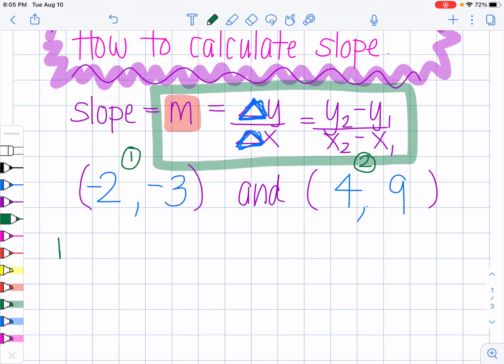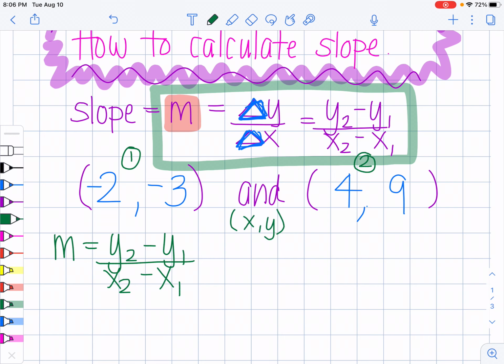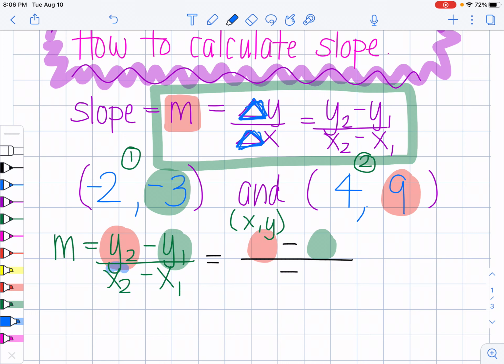So, to find my slope, I go y2 minus y1 over x2 minus x1. So remember that an ordered pair is written x, y. So here's what I'm saying. This right here says my second point, what is my y value? That's going to go here. In my first point, what is my y value? That's going to go here. In my second point, what is my x value? That's going to go here. And in my first point, what is my x value? That's going to go here.